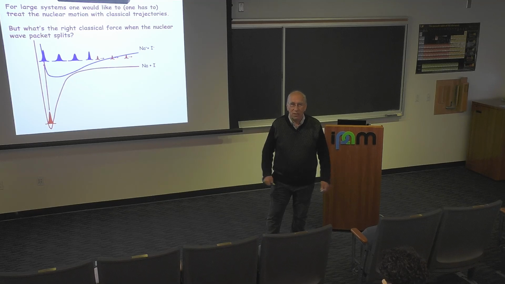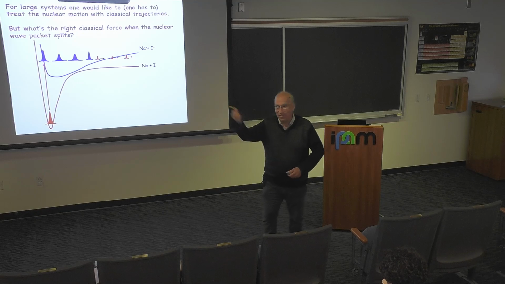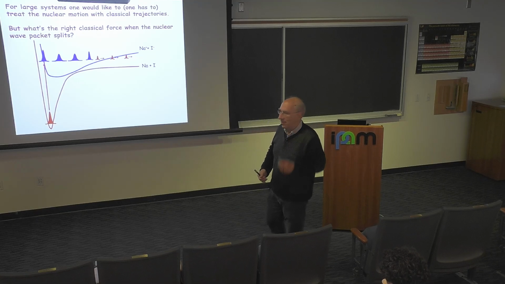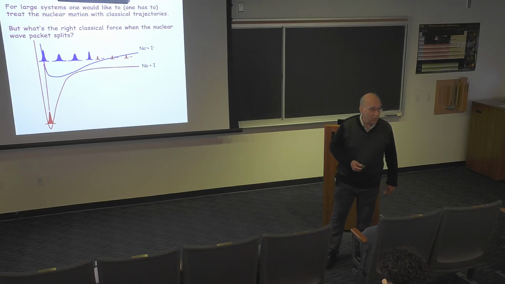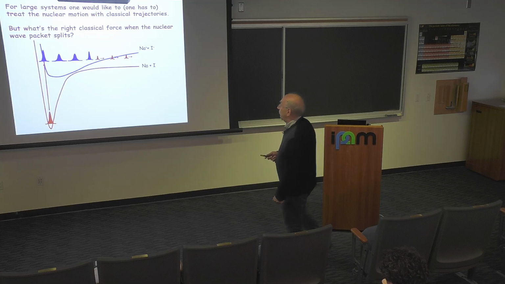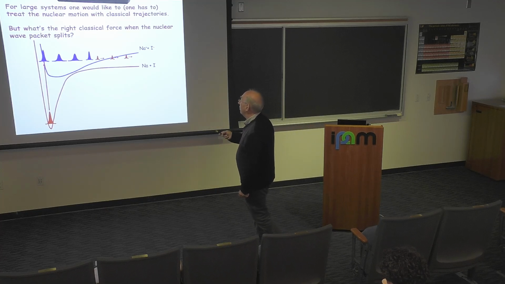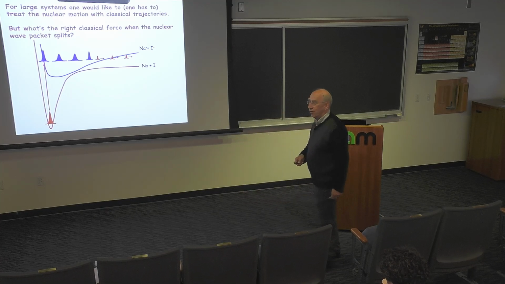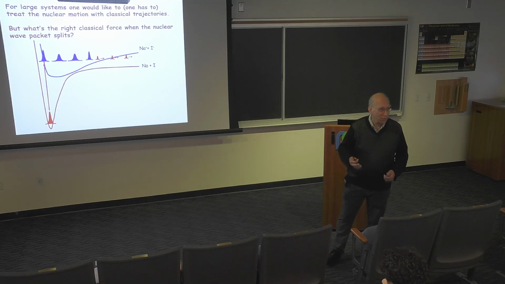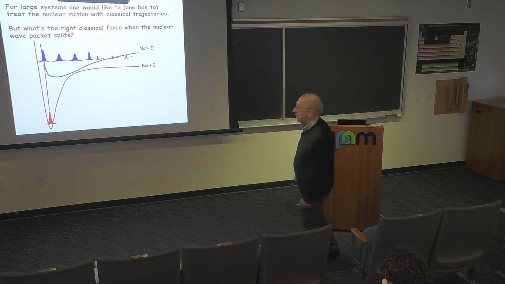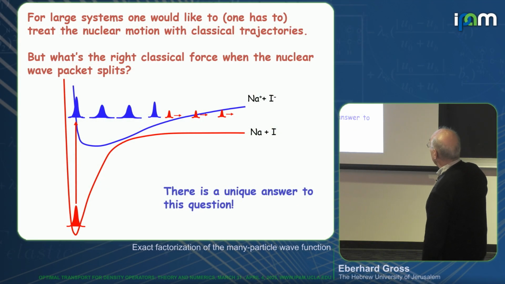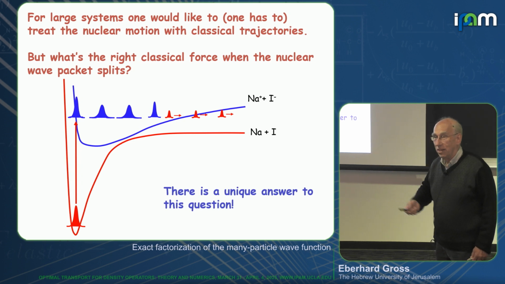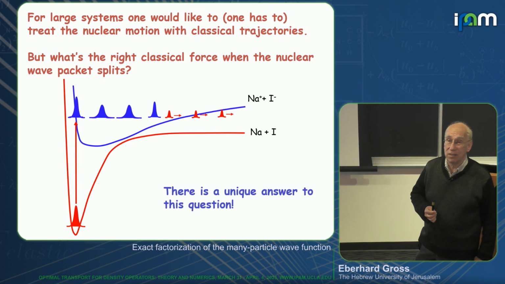What do you do with the classical trajectory? Right? What is that? You kind of need one trajectory here, another trajectory here. And moreover, what is the force then on the nuclear degrees of freedom? Is it the gradient of the blue curve or the gradient of the red curve? So there's a problem, right, if you want to treat this kind of non-adiabatic problems. And this question, what the classical force is, I will demonstrate later that there's actually a unique answer to this.